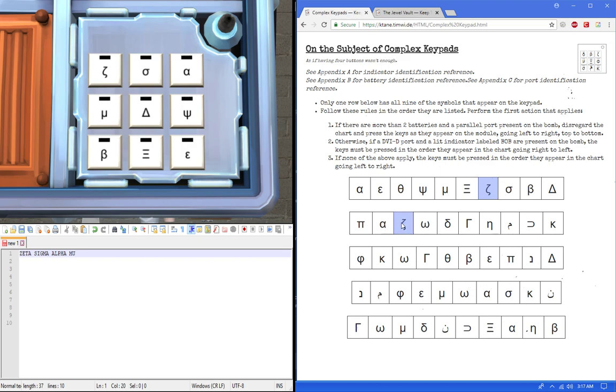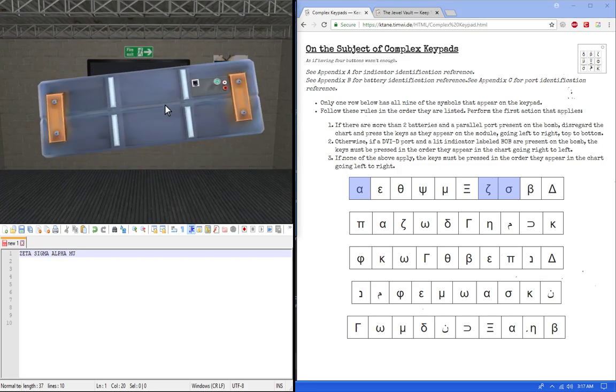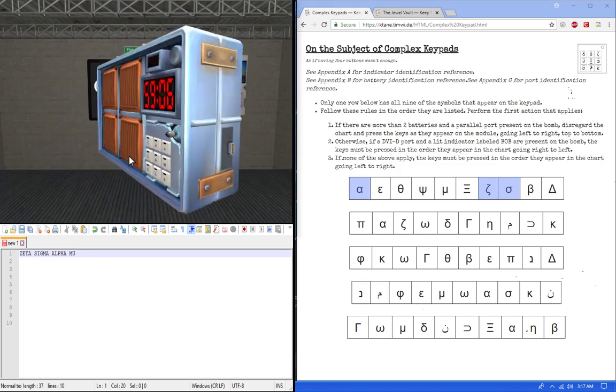Z is also in here. Alpha, sigma, and sigma is going to be the one that's going to be our winner here. So we're going to press, oh wait, let's get our edge work. Unless I already did.